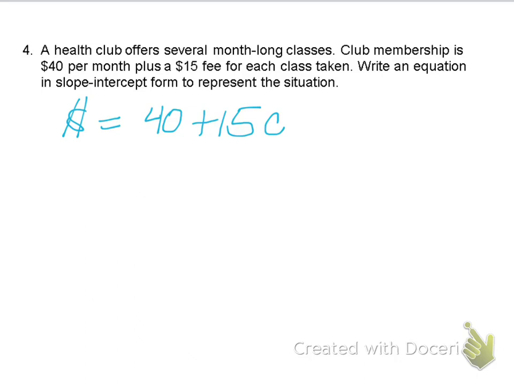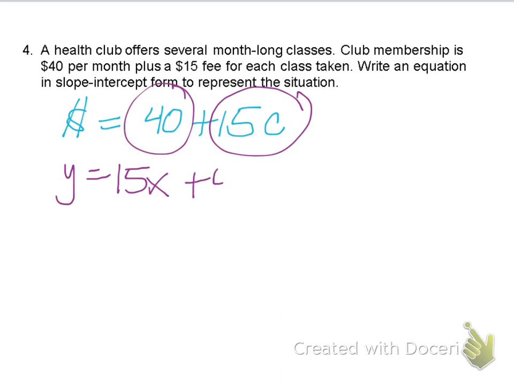So we don't know how many classes are taken, so that is the variable. And we can replace these with x and y. So if we want it in y equals mx plus b, we would have y equals, this would be our mx, so 15x, and this would be our b, plus 40.